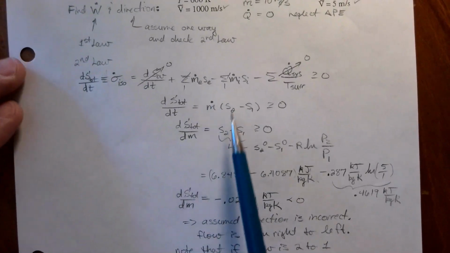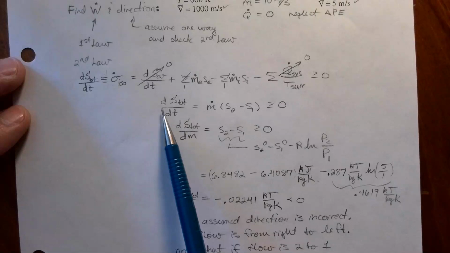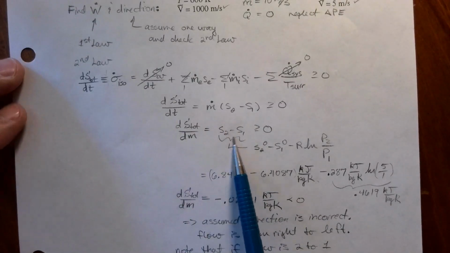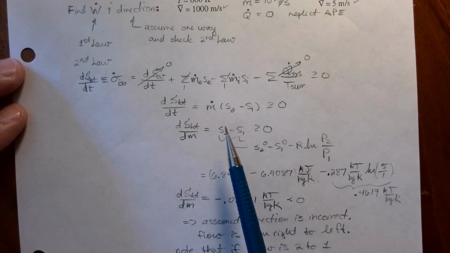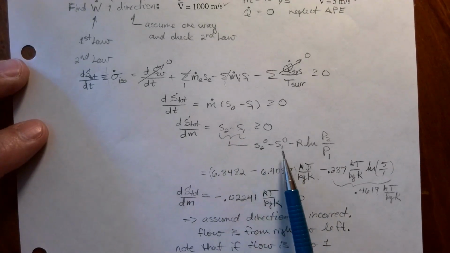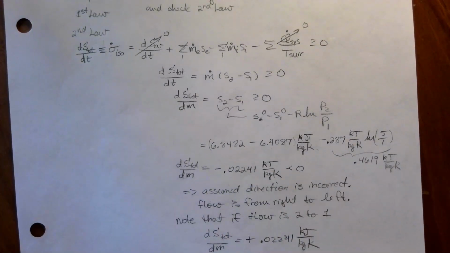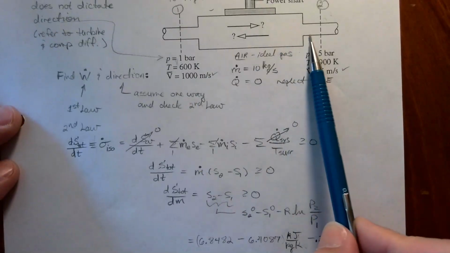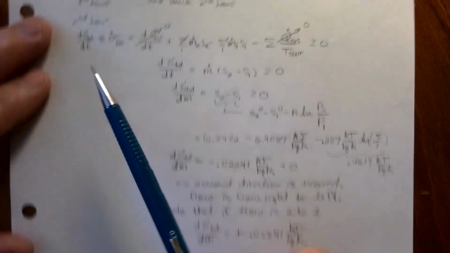It looks like I did the second law first, so here's that same equation we had arrived at. That would be sigma dot isolated. I divided by the m dot, and I'm just evaluating that entropy change to check whether or not it is positive or negative. So we have to look up an s2 and s1 and substitute. This turns out to be negative. So the assumption that the flow goes from left to right is not physically possible. That violates the second law.